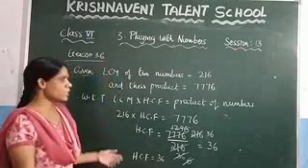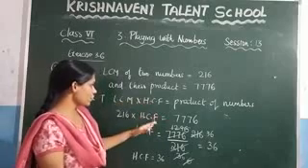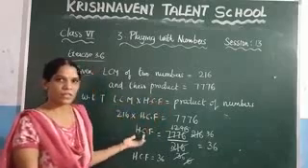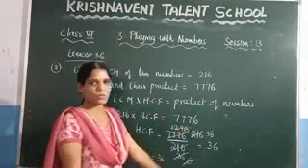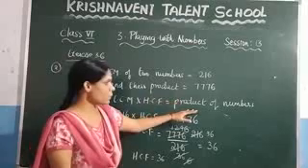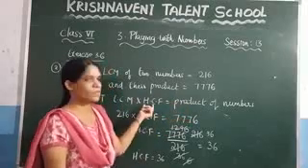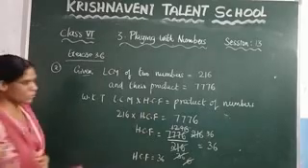That means if two values are given, you can find the other value by using this relationship. The LCM into HCF is equal to the product of the two numbers, and they have given the LCM and their product. Now by using the relation we have found the HCF. Now see the next question.